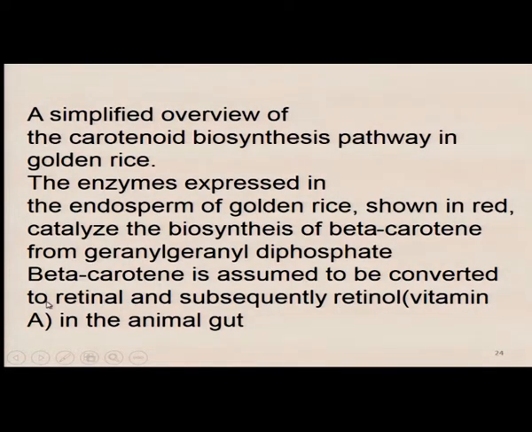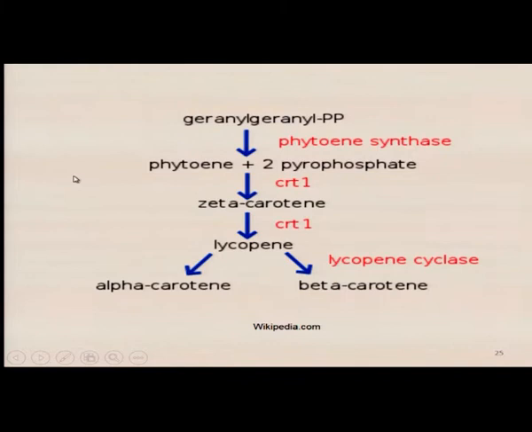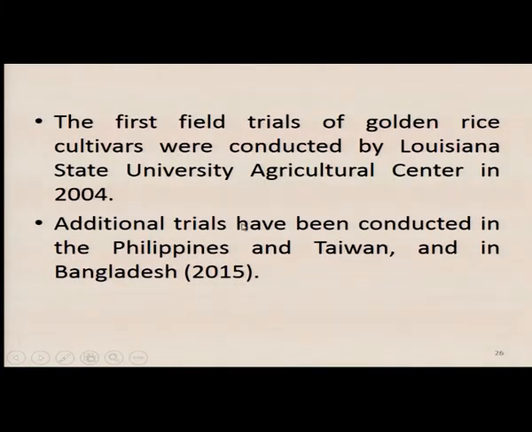So we have the geranylgeranyl diphosphate, which gets converted by phytoene synthase into phytoene and pyrophosphate. This, by the activity of the CRT1 gene, gets converted into zeta-carotene. Again, by the activity of the carotene desaturase, it gets converted into lycopene. This lycopene, with the help of lycopene cyclase, can be converted into alpha carotene and beta carotene. This is the normal pathway.